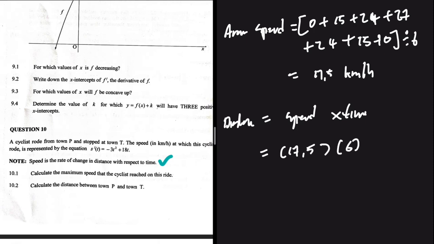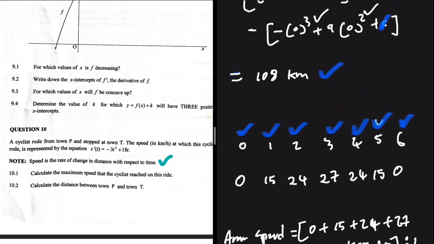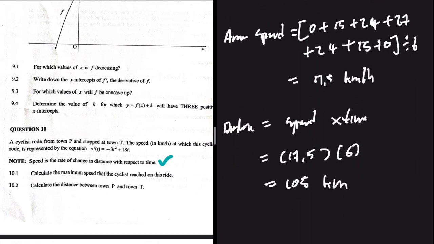So let me multiply that by 6. When I do that, I get surprisingly 105 kilometers. Oh yeah, here I got 108, and then when I use the average, I get 105. They're very close to each other, so I'm quite happy with my solutions here.